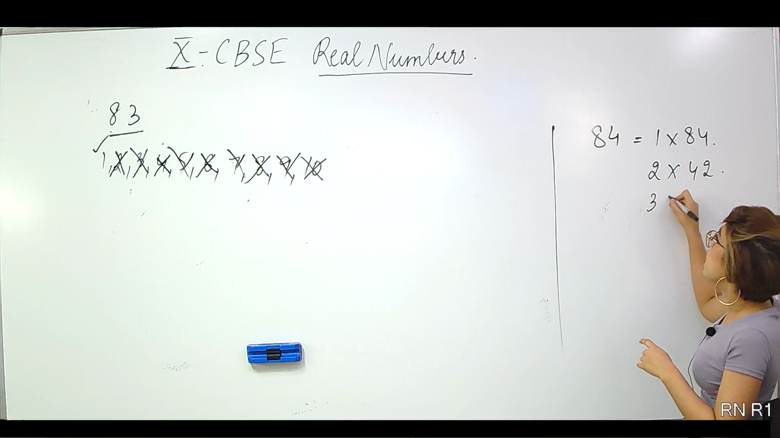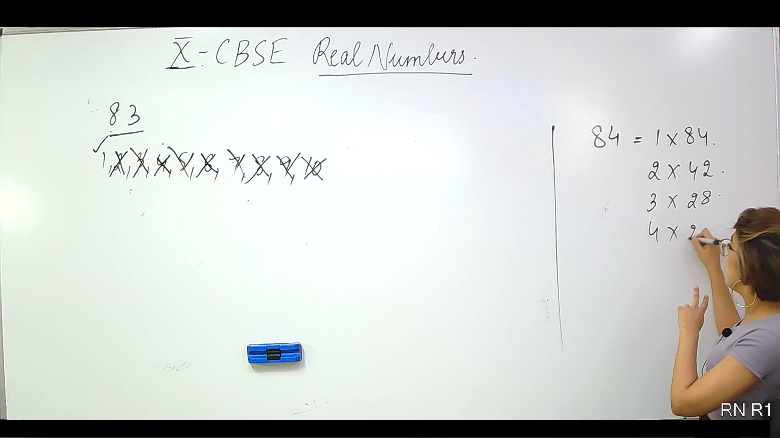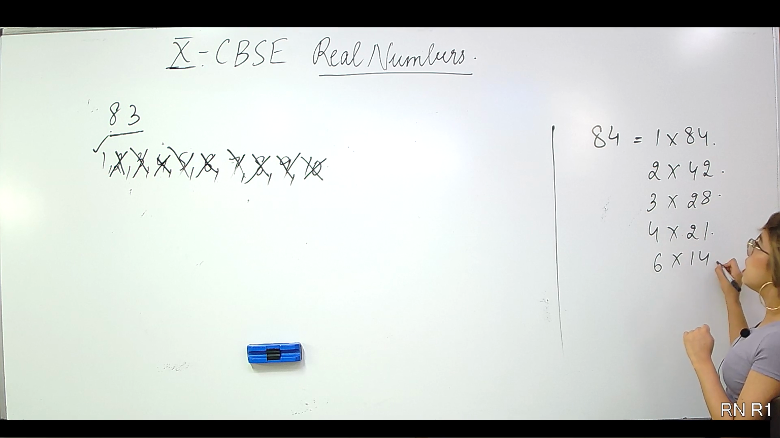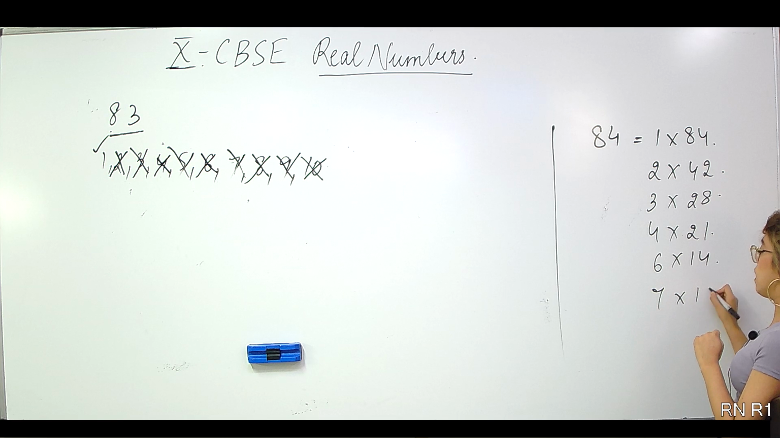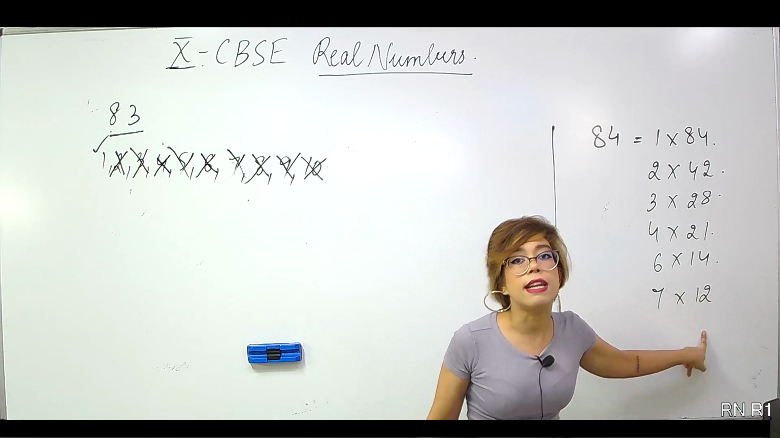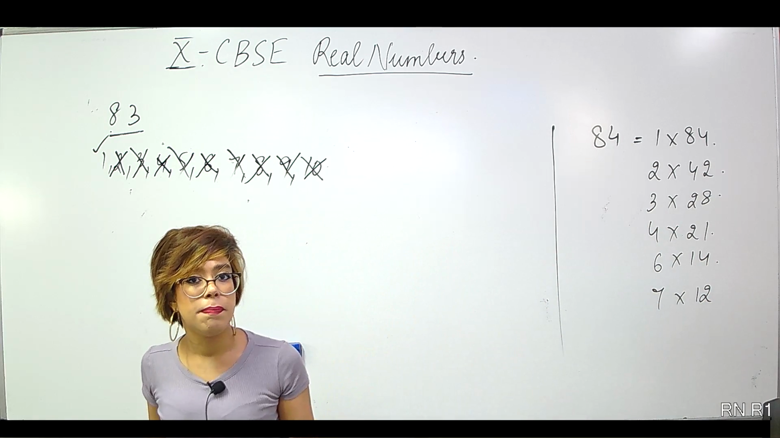Then 3, that is 28. Then 4 is there, so that is 21. Then 6 is there, so that is 14. Then 7 is there, and the corresponding factor is 12. Now, you can say that 12 is the factor and the corresponding factor is 7. But I have written all the corresponding factors as it is.